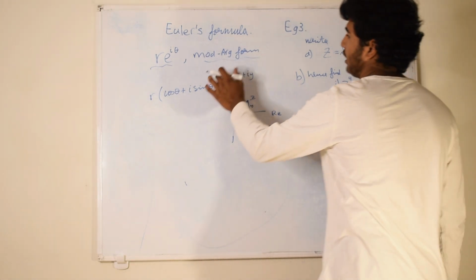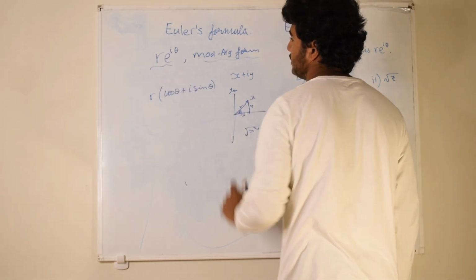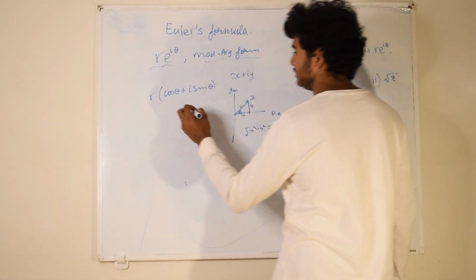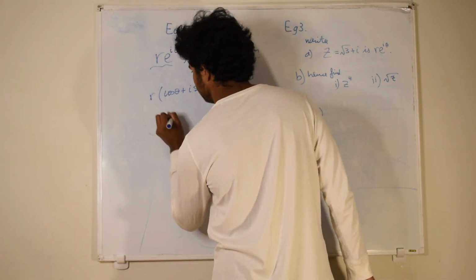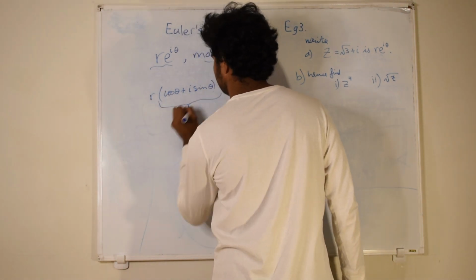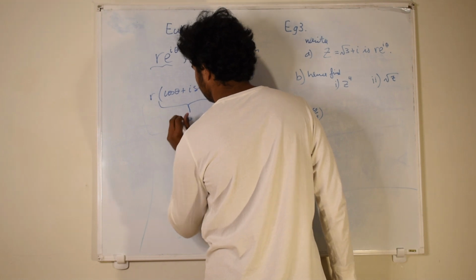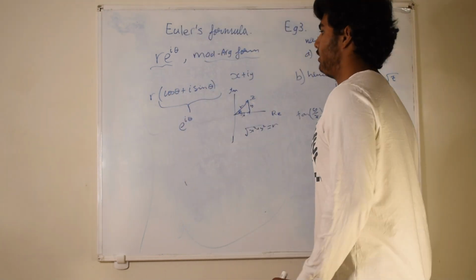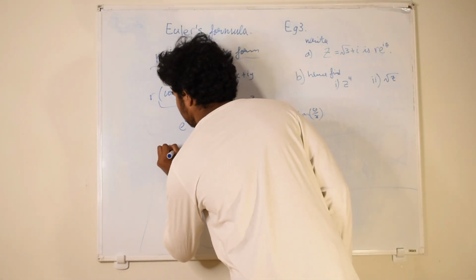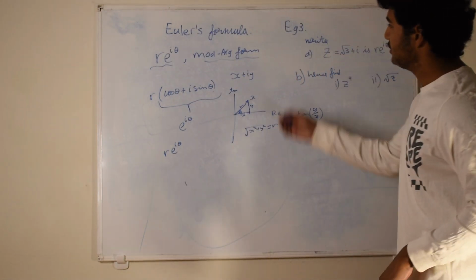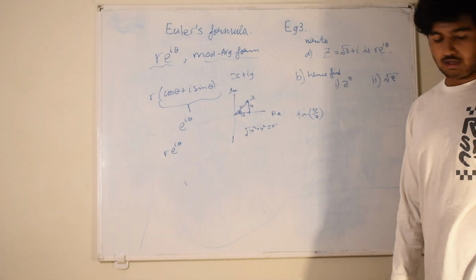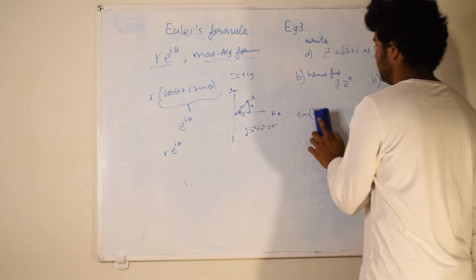So that's the mod arg form, and then the exponential form is basically the same thing. So e to the i theta is equal to this. So e to the i theta is basically equal to that. So that's how you get r e to the i theta. So yeah, just a little bit of theory stuff. So now we'll get on to the examples.